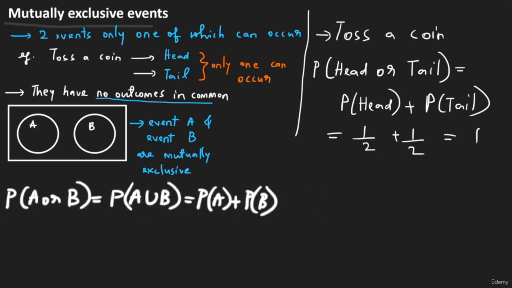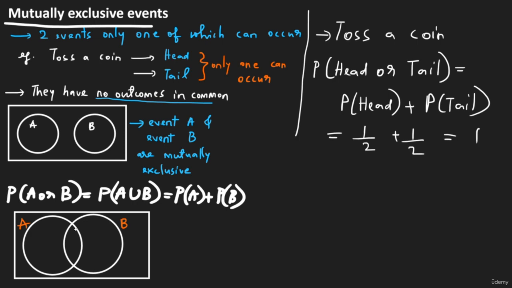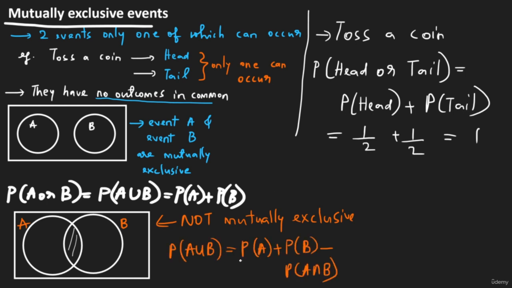Now what would be the case if it is not mutually exclusive? There would be some overlap, right? Now over here A and B are not mutually exclusive. So what would be P of A union B, which is the same as P of A or B? It would be P of A plus P of B minus the intersection, right? Why is that so? When we add P of A and P of B, we are adding this intersection part 2 times. That's why we have to subtract it 1 time.